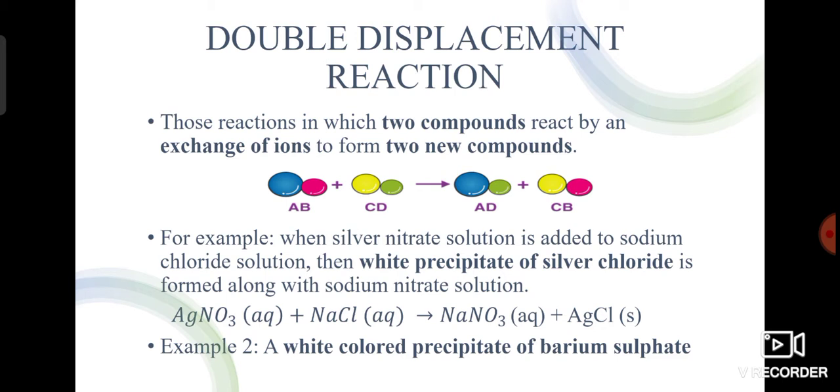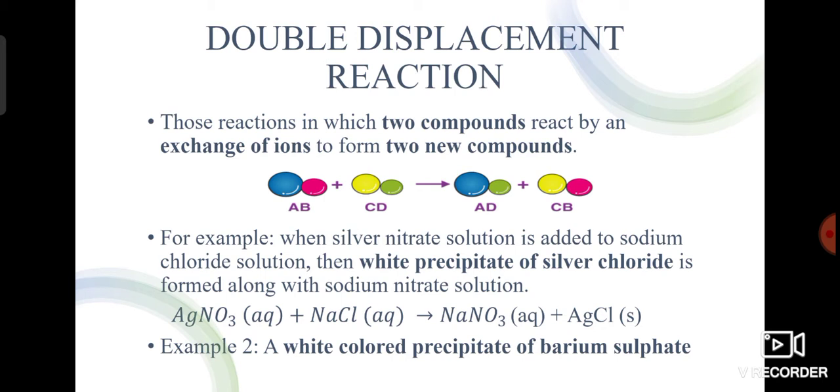Okay, so let's continue with the same chapter, that is chapter 1, chemical reactions and equations. We have already discussed three types of reactions, that is combination reaction, decomposition reaction and displacement reaction. Now in this video we are going to do the rest of the two types, that is double displacement reaction and redox reactions. Redox reaction is also known as oxidation reaction. So let's start with double displacement reaction.